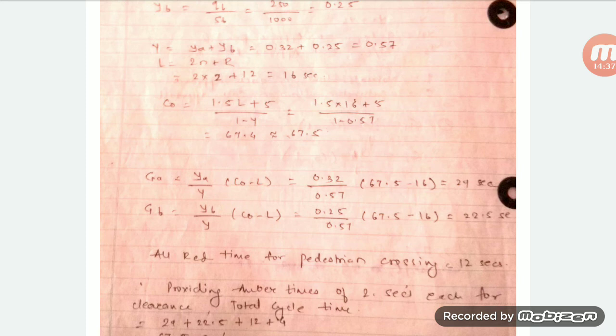Based on these above results we'll go for the green time for road A and green time for road B at the intersection, and that will be calculated by YA upon Y into C naught minus L, where YA we already know is 0.32, by 0.57 is the Y value, into C naught 67.5 minus L, which is 16. So we'll get 29 seconds as the green time for road A.